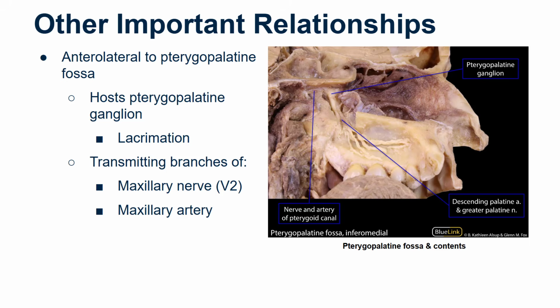The orbit is also going to be anterolateral to the pterygopalatine fossa. So the pterygopalatine fossa is a space which excites every anatomist. Contained within this space is the pterygopalatine ganglion, which is the ganglion along the pathway for lacrimation, so serving the lacrimal gland. It also is going to host or transmit branches of V2, the maxillary nerve, as well as the maxillary artery.